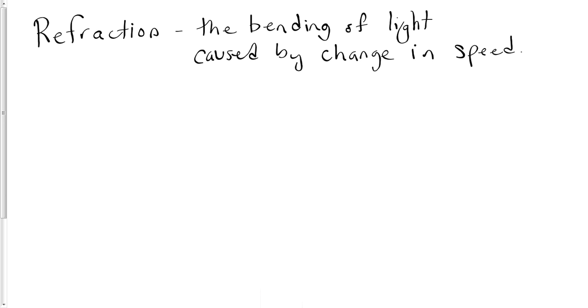All right, refraction is the bending of light caused by the change in speed. When light goes from one medium to another, say from air to water, if it comes in at an angle, what happens is that it's traveling at a different speed as it moves through the substance. So it bends.